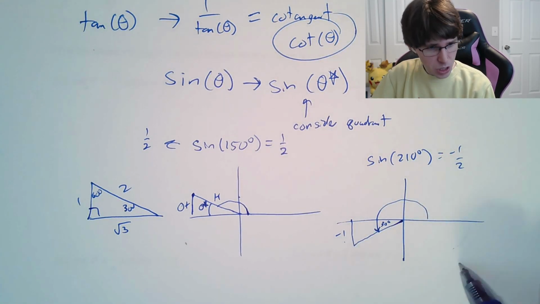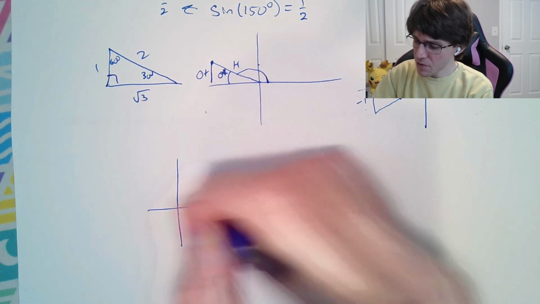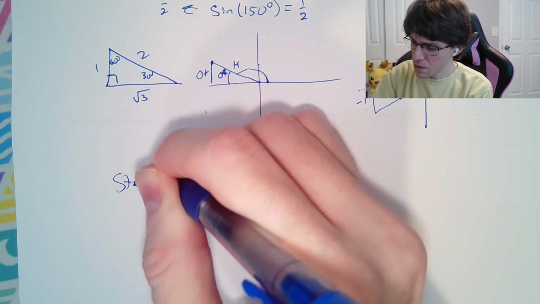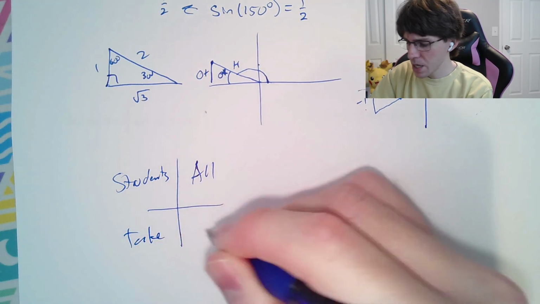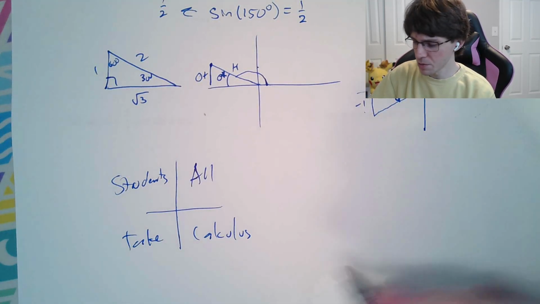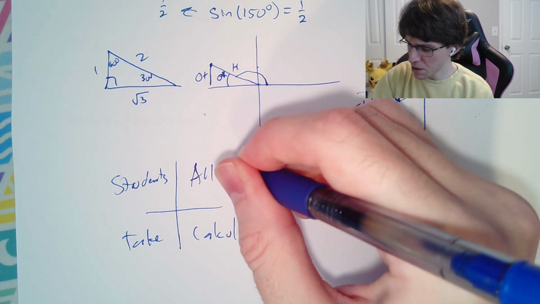You could just draw the picture separately every time, but the preferred way of doing it is the mnemonic device of "All Students Take Calculus." If you have the mnemonic device of all students take calculus, it'll help you remember which ones are positive and where. All three, sine, cosine, and tangent, are all positive.